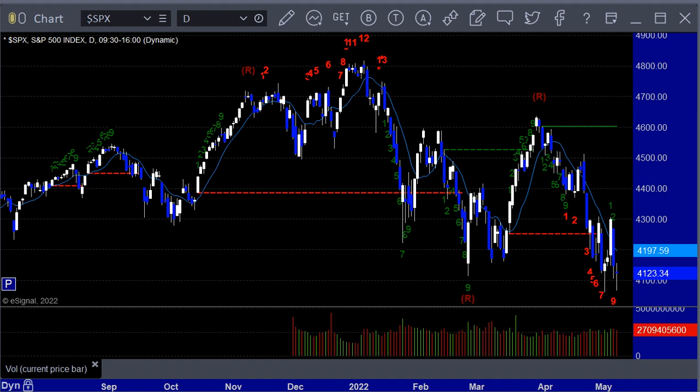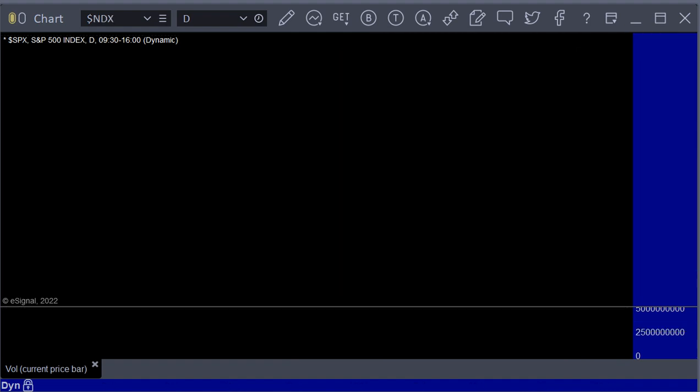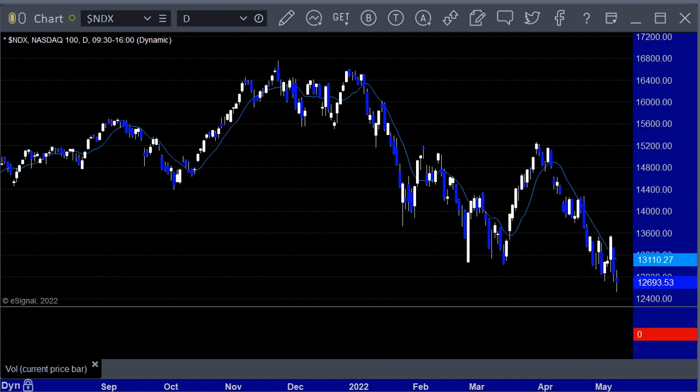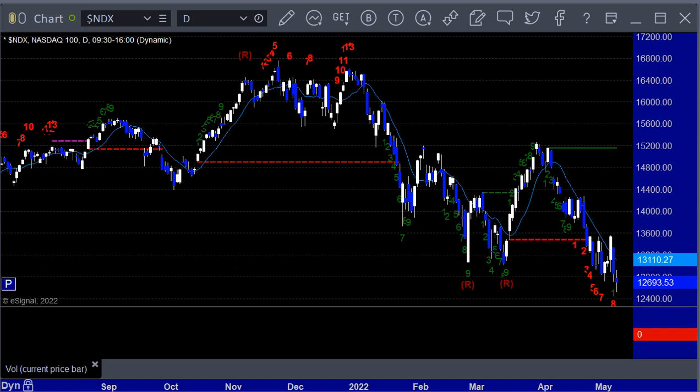There's nothing about this pattern, by the way, that's good. I mean, everything is very negative. So the long side is not really desirable unless we get a plunge and maybe a reversal at some point in time, but everything on the long side is probably going to be tough.